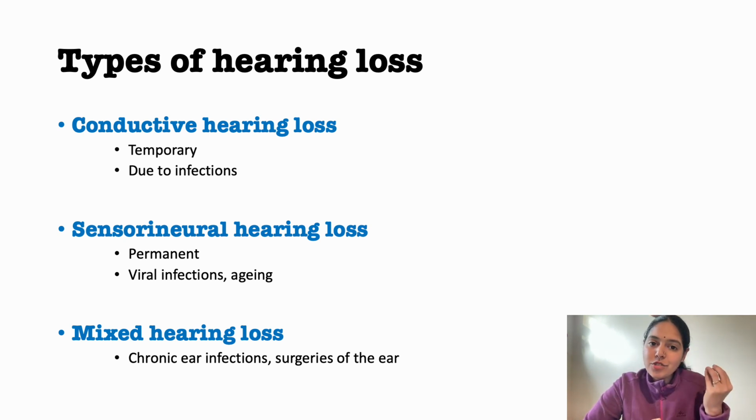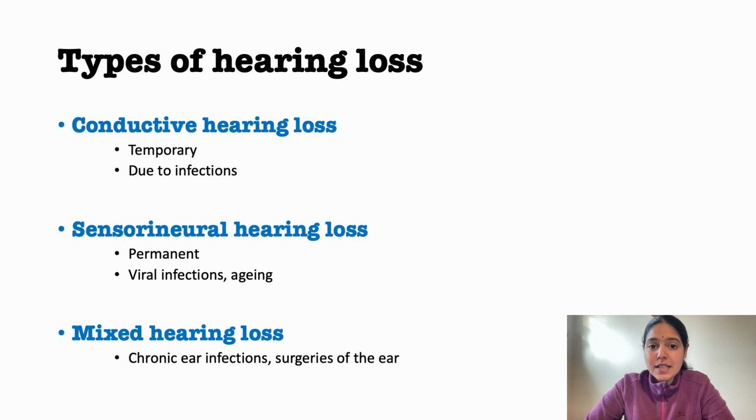But once the wax is removed, the sound can conduct quite normally. So that's why it's called a temporary hearing loss. Common examples of this would be, like I just said, maybe wax occlusion. Sometimes people can have fungal infections of the outer ear. When all of these fungal infections heal, they don't leave any residual impact on your inner ear, which is why your hearing bounces back to normal.